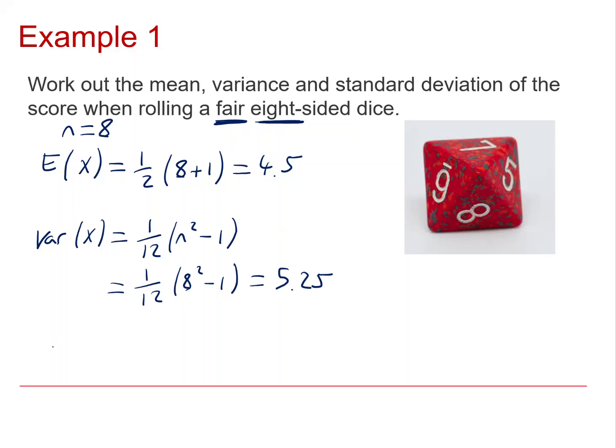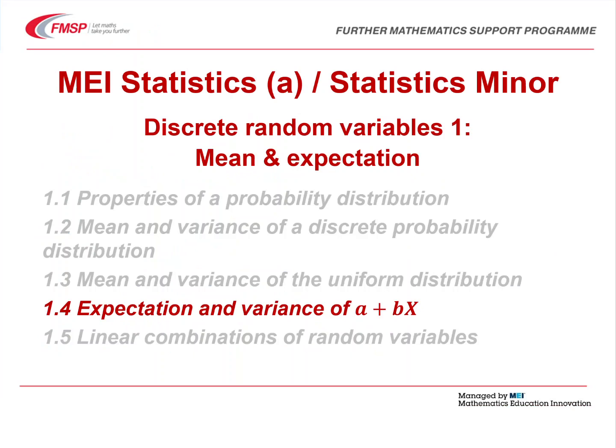The standard deviation, which we normally write as sigma, is simply the square root of the variance, which is 2.29 to 3 significant figures. In the next video, we are going to be looking at expectation and variance of a plus bx, where a and b are constants.